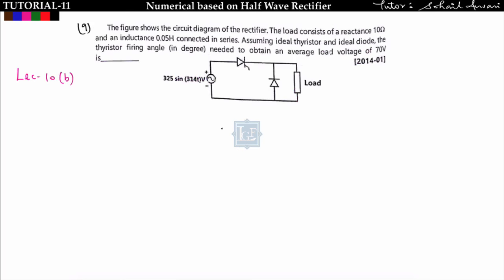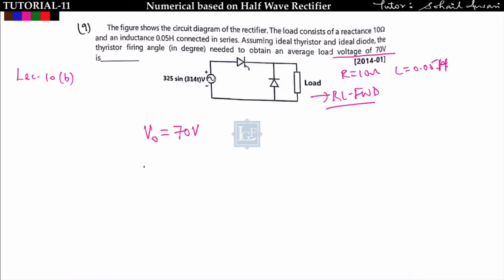Now let us move to the next question. The figure shows the circuit diagram of a rectifier. This is a single phase half wave controlled rectifier with freewheeling diode, means this is RL with freewheeling diode, having R equal to 10 ohm and L equal to 0.505 Henry, connected in series. Assuming ideal thyristor and ideal diode, we have to find the thyristor firing angle needed to obtain an average load voltage of 70 volt.